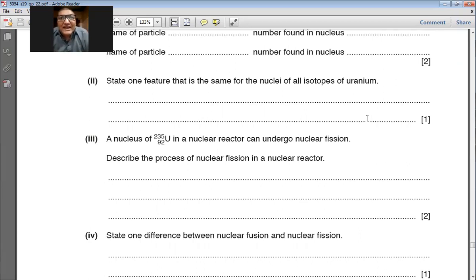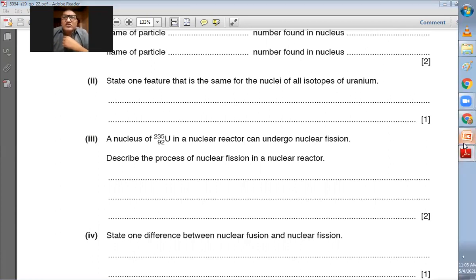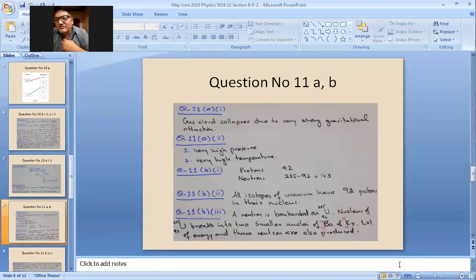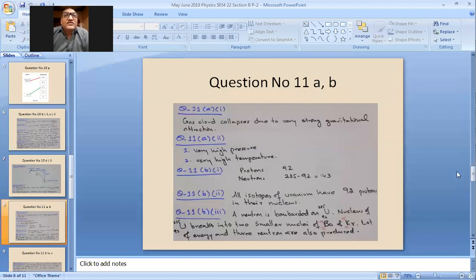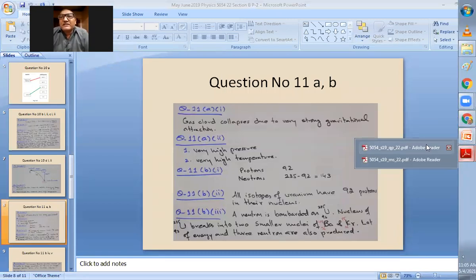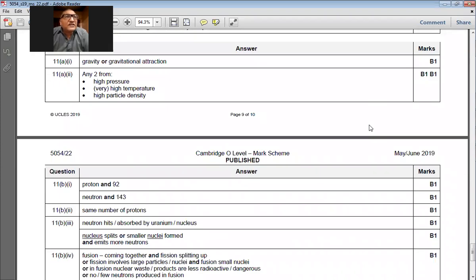of all the isotopes of the uranium. You see the isotopes of the uranium, they will all have the same number of protons in their nucleus. I mean they all will have 92 protons in their nucleus. So let me show you my written answer, and then we will check the marking scheme. Okay, so all isotopes of uranium have 92 protons in their nucleus. So this is my answer. Okay, so let's first check the marking scheme, and then we will do the further questions.